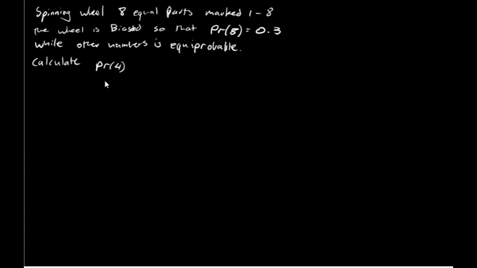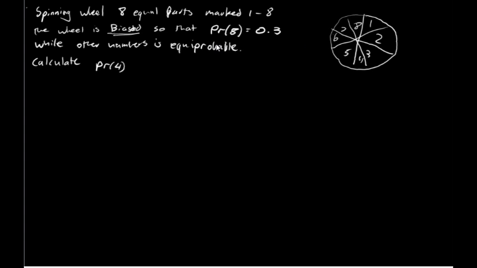Okay, so we've got a bit of an example. So this is example 1. We've got a spinning wheel split up into 8 equal parts. Like before, we've got a spinner with 8 equal parts, numbered 1 to 8, except this time we've got a biased wheel, such that the probability of obtaining an 8 is 0.3. So it's a little bit higher than any other outcome.